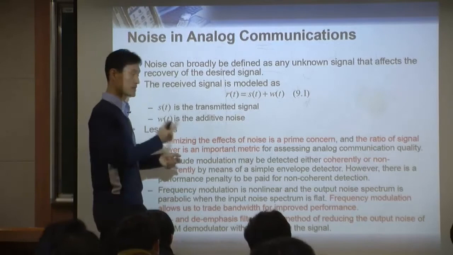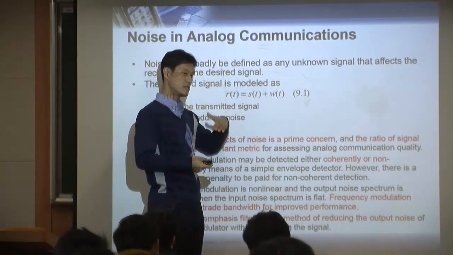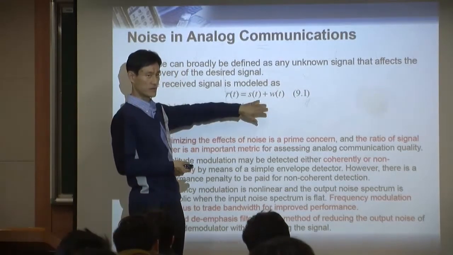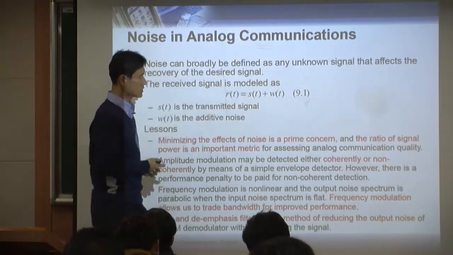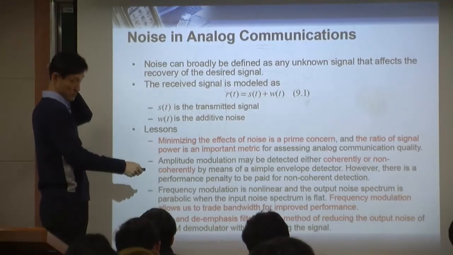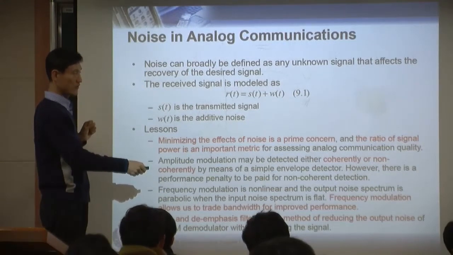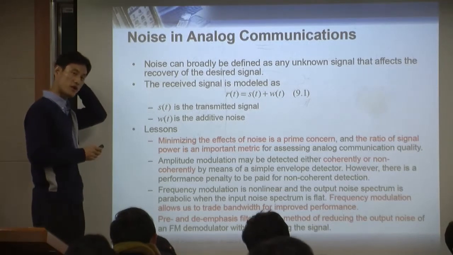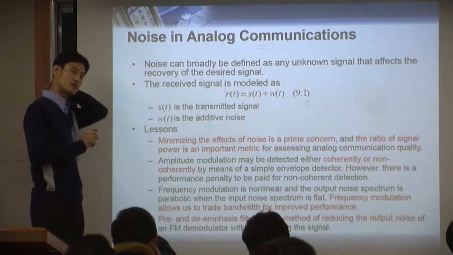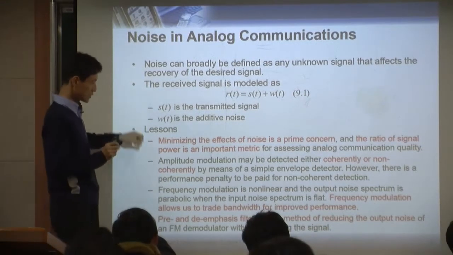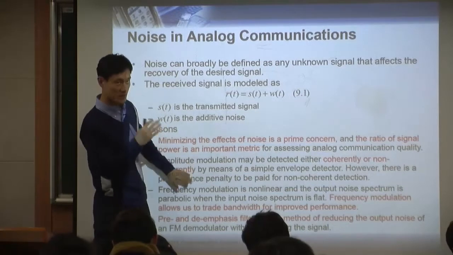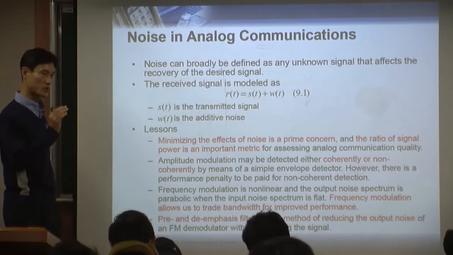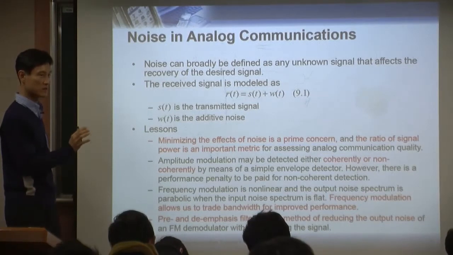But as I said, we don't know exactly the instantaneous value of the noise. The only thing we know is the statistical value, not the instantaneous value. So eventually what we are going to do is find the ratio of the signal power versus the noise power. That's what we call SNR, signal to noise ratio. We're going to talk about signal to noise ratio many times throughout this course. You probably want to remember the term SNR, signal to noise ratio.